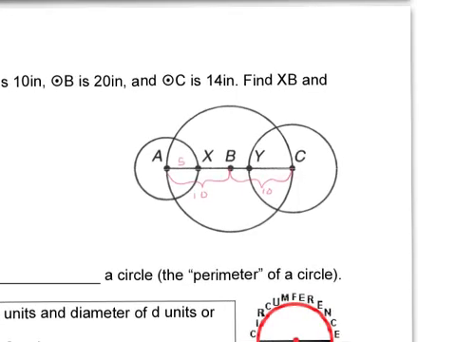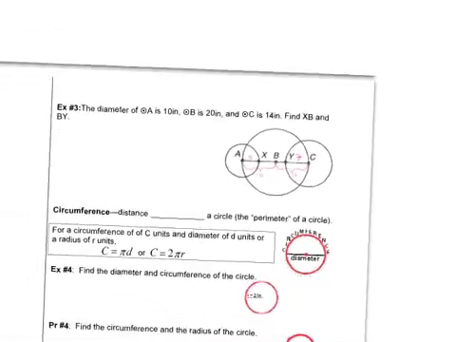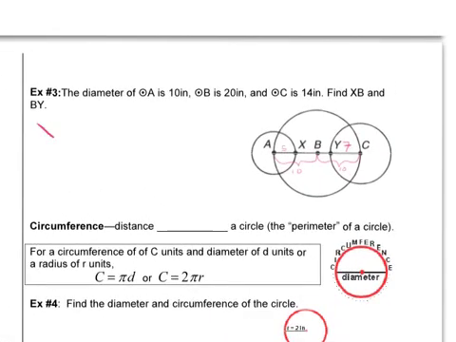Okay, and then circle C is 14. So this diameter is 14, meaning that this distance from Y to C is 7. Alright, they want us to find XB and BY. So XB and BY. Well, let's just talk about this. First, let's take a look at XB.